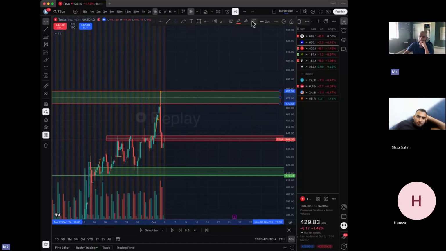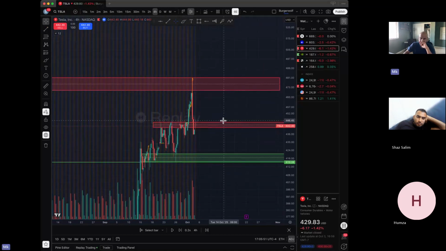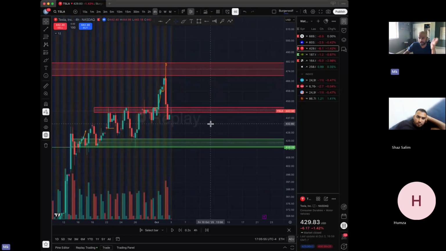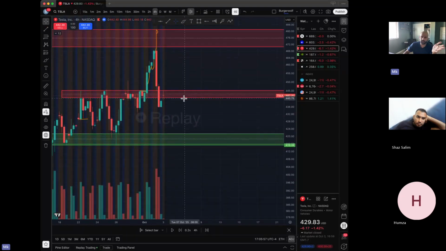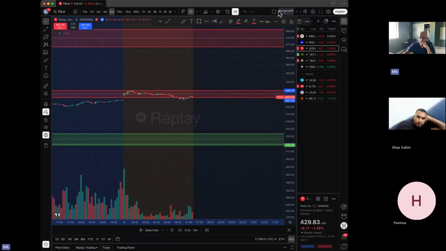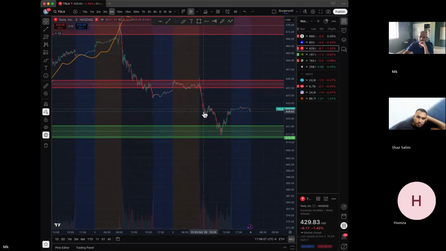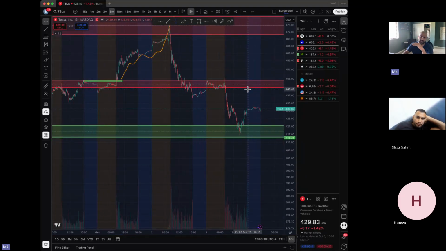So I'll do them red, just so it's easier for my eyes. This was a red zone before, but now we don't know what it's going to be, because on Monday, what is price going to do? Oh wait, we already know, right? Price already did go down. So now this is a red zone, so now this is going to be a supply.